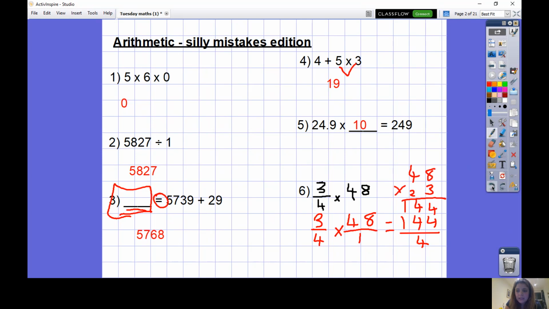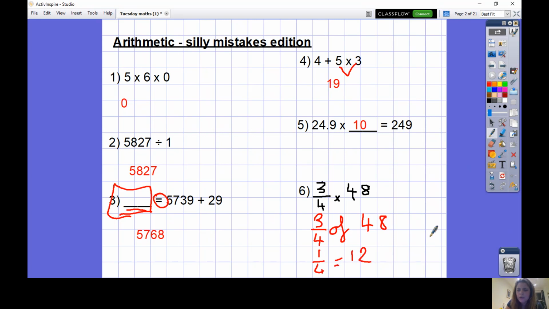For me, though, the easiest way to answer that question wouldn't have been doing it like that. Remember that when you're doing fractions, times means the same as of. So 3/4 of 48 would be much easier. 1/4 is 12, 3/4 then is 36. You would have got the answer 36 if you did 144 divided by 4, but there's a lot more challenging calculations doing it that way than this method, which can all be done mentally.